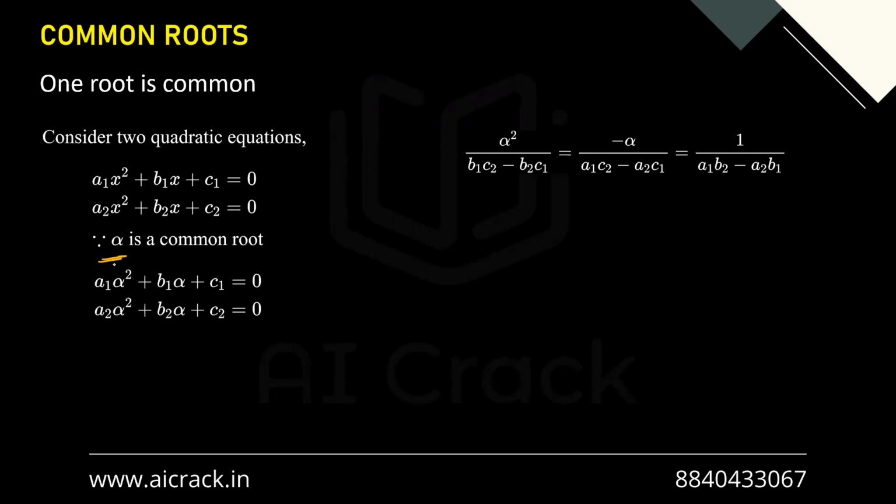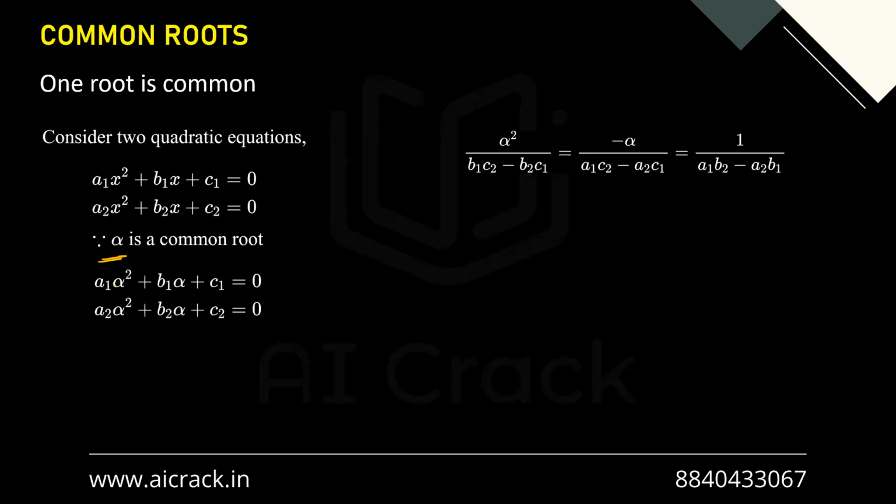Now, when alpha is a common root, we can clearly write a1 alpha square plus b1 alpha plus c1 equals to 0 and a2 alpha square plus b2 alpha plus c2 equals to 0. Now, we have to eliminate. So basically, we have to find the value of alpha square and alpha, just like we used to find x and y when we were given two equations in two variables x and y. Similarly, we'll be finding alpha square and alpha. We'll be treating alpha square as one variable and alpha as the other variable. So let's try to find alpha square for now.